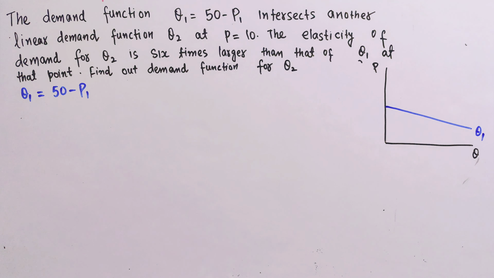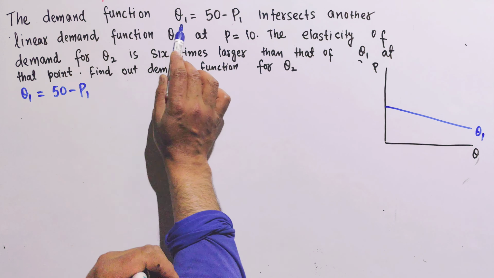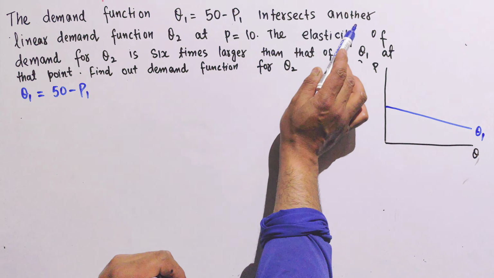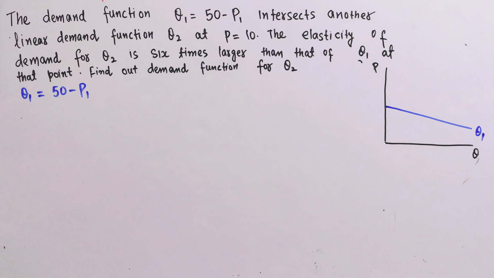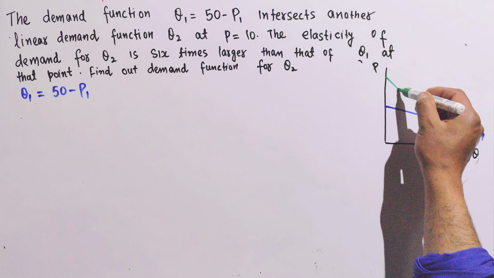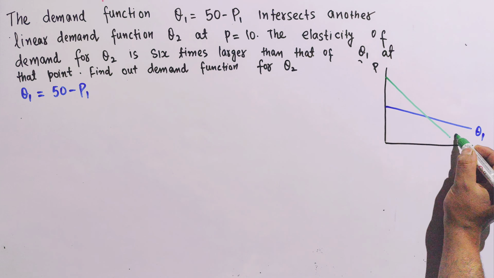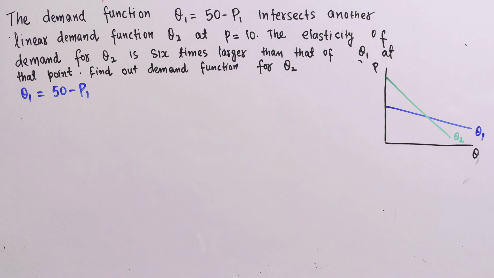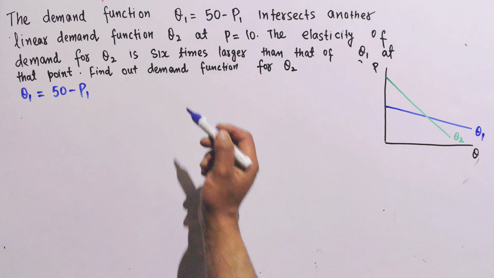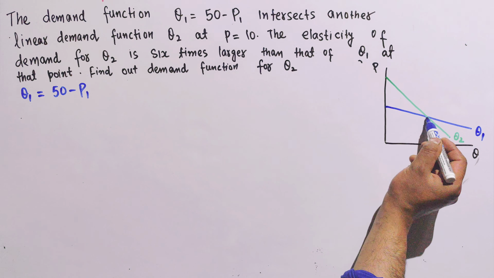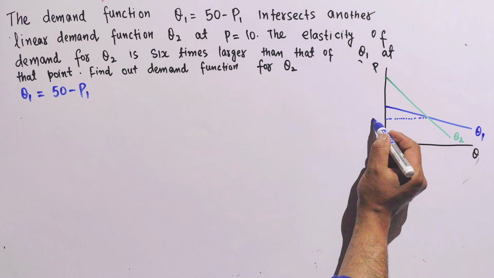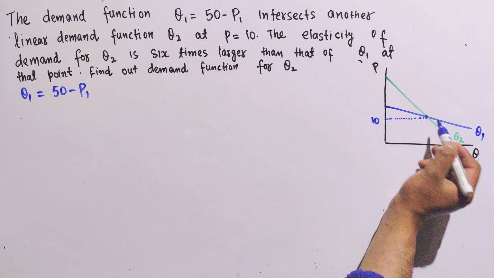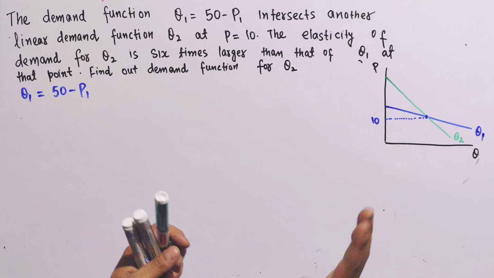Okay, and we are being told this demand function intersects another linear demand function Q2 at P is equal to 10. So let's draw another linear demand function like this. Let us say this is Q2, another demand function. They intersect with each other at P is equal to 10. Let us say we have P is equal to 10 here. At this point, they both intersect with each other.